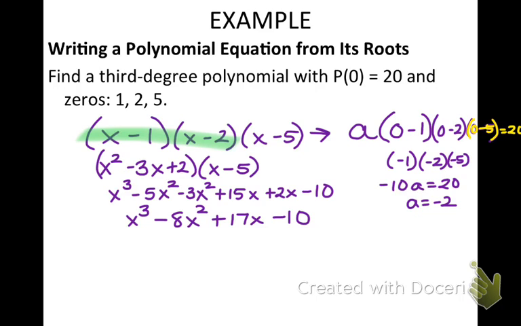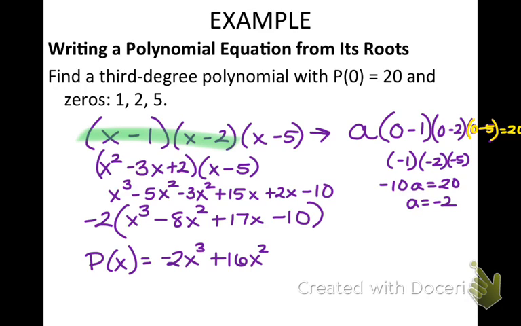What did I need to multiply this constant by to get to 20? Negative 2. So if I have to multiply that by negative 2, what do I have to do to the rest of it? Right. So our last step would then be to multiply everything by negative 2. So p of x is equal to negative 2x to the third plus 16x squared minus 34x plus 20.